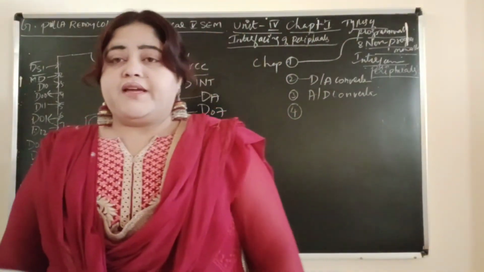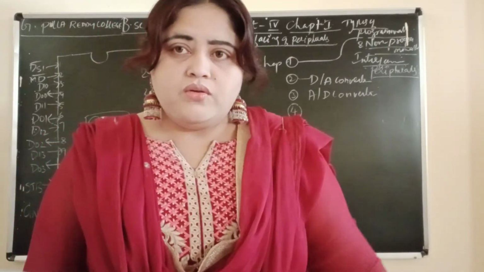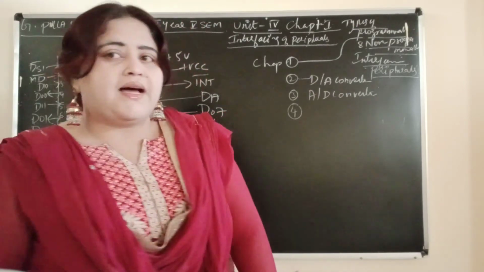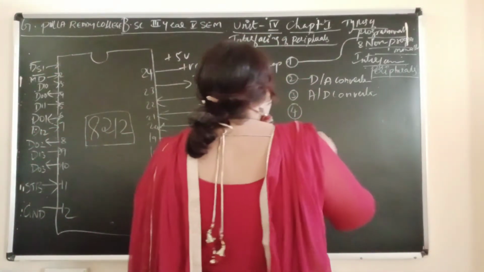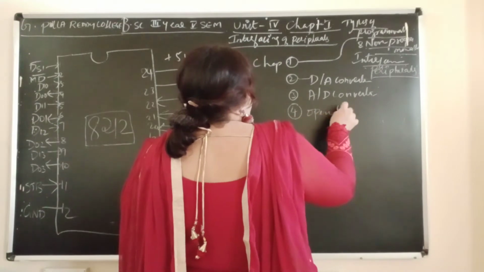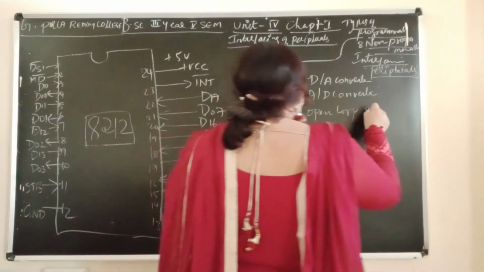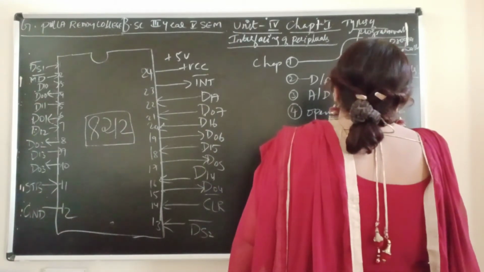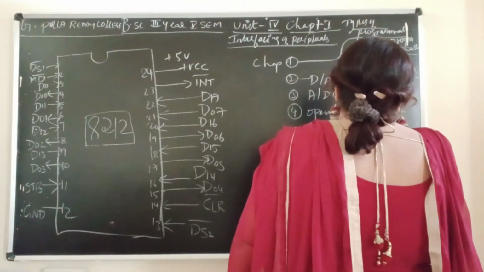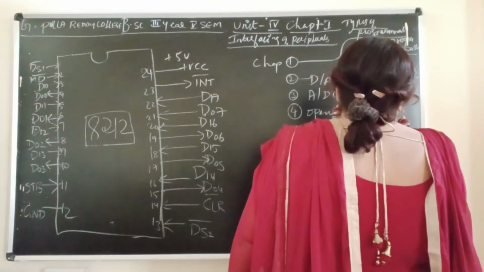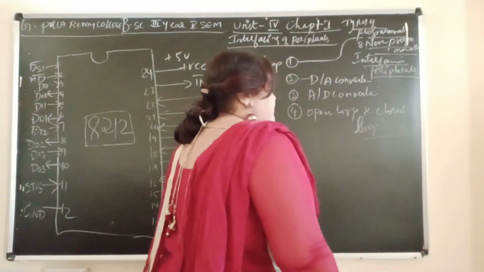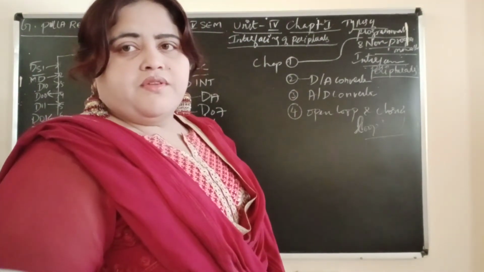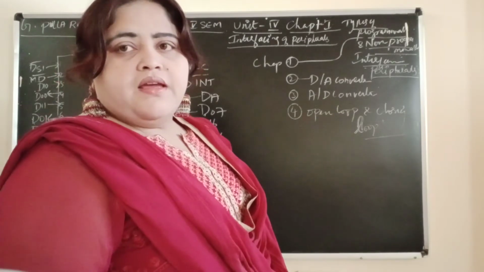So your third chapter indicates what? It is like analog to digital converter. That is your third chapter. Now the last chapter is open loop and closed loop control system. That is your last chapter in your syllabus.